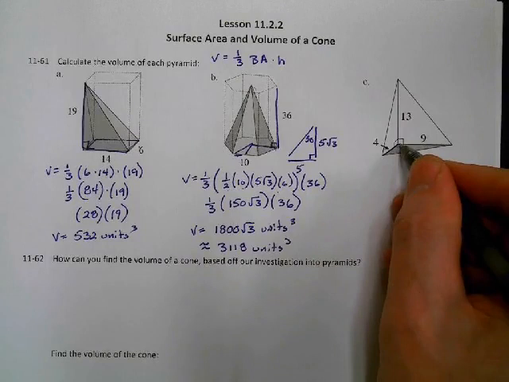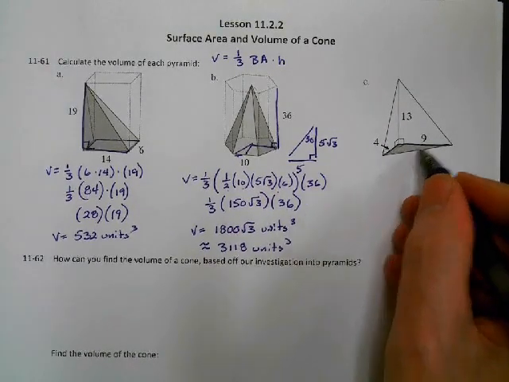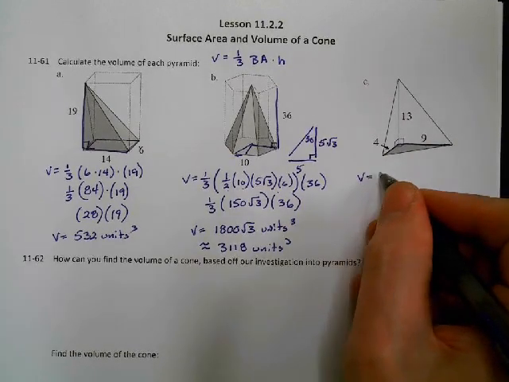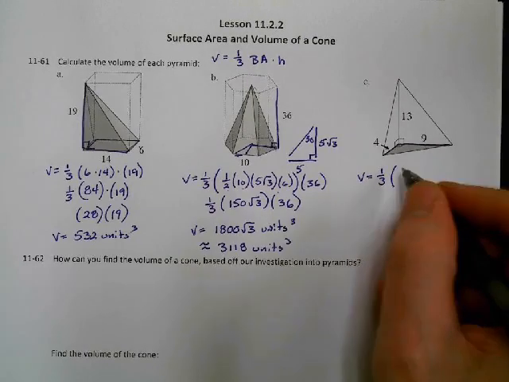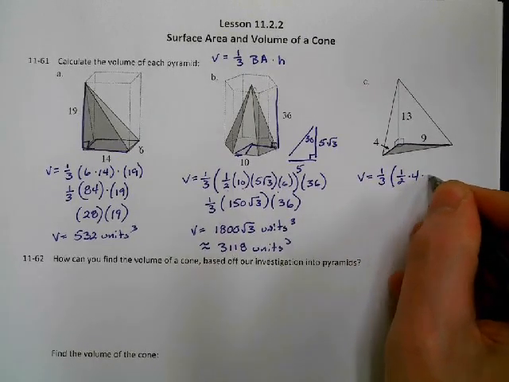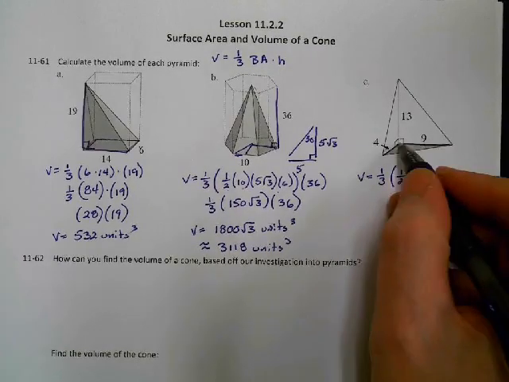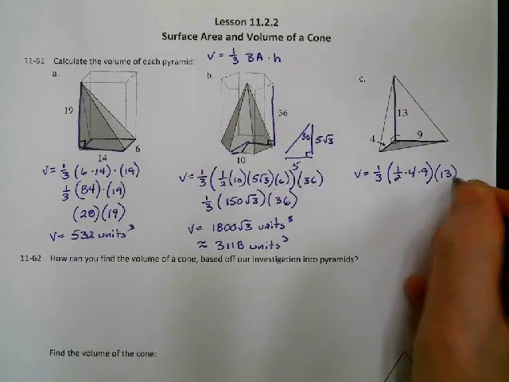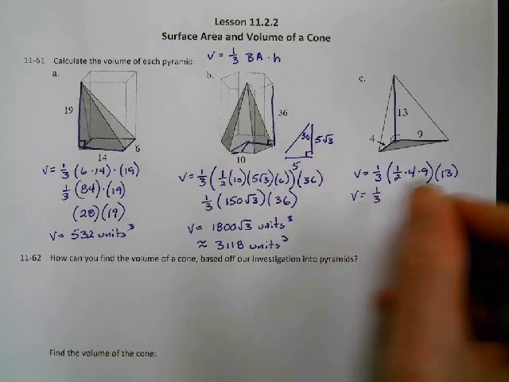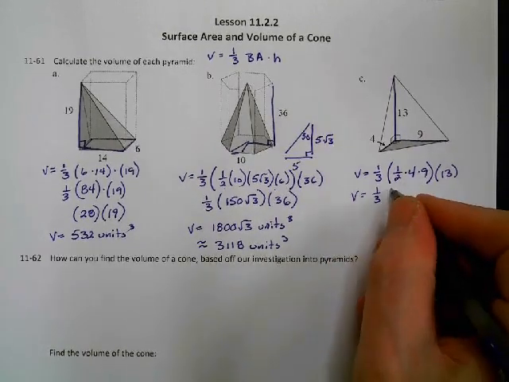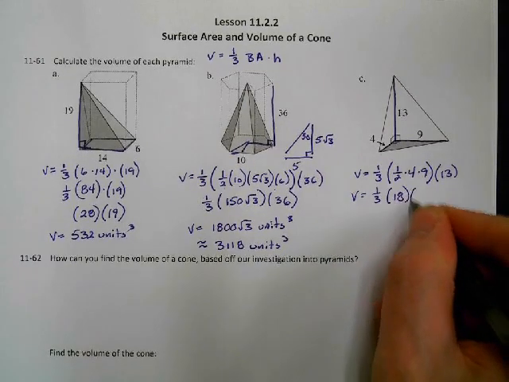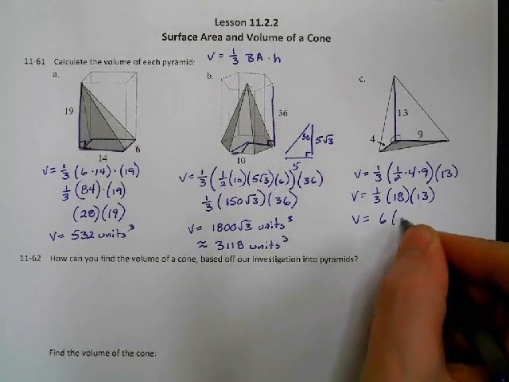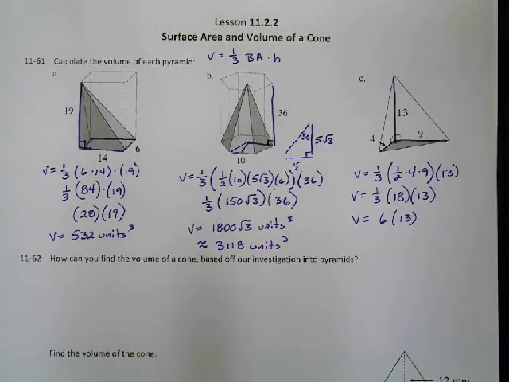Next one, this is a triangular pyramid. Here they say that we have a 90-degree angle over here. So this is the base down here, and this is the base and the height of that base. So our volume would be 1/3. The base area is a triangle, so that's 1/2 of base times height. And then the height is over here because it's perpendicular to the base. So the height is 13. So the base area, 1/2 of 4 is 2. 2 times 9 is 18. A third of 18 is 6. And 6 times 13 is 78.